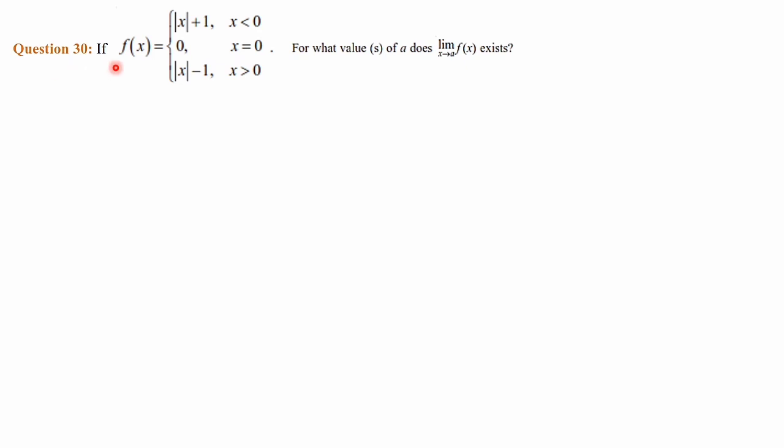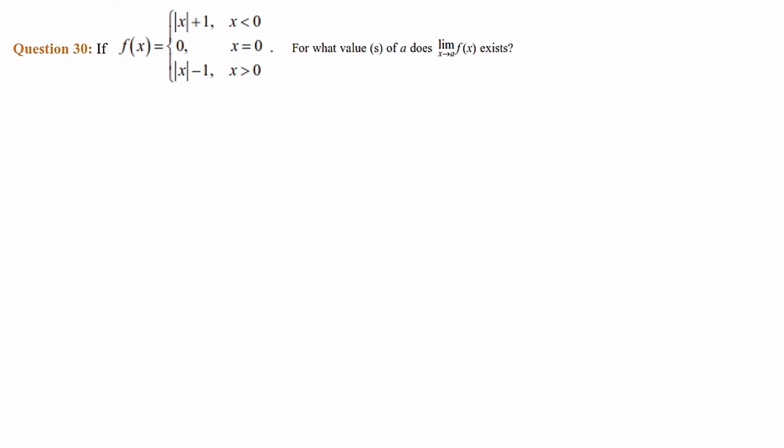Now let's begin with question number 30. If f of x is equal to mod x plus 1 if x is less than 0, f of x is equal to 0 if x is equal to 0, and f of x is equal to mod x minus 1 if x is greater than 0. For what value or values of a does limit x tends to a f of x exist? So there is a function given to us.